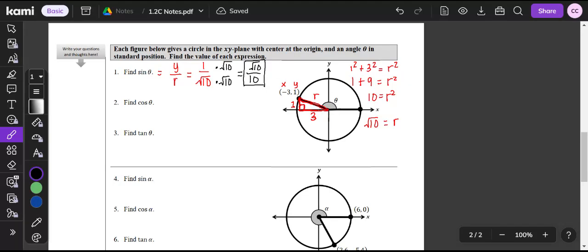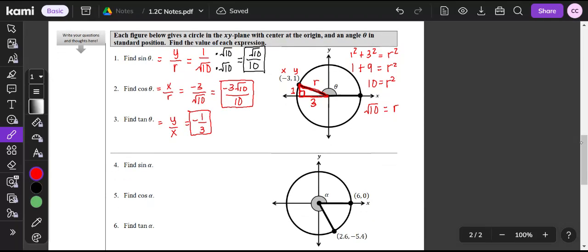Okay, if I were you, I would go ahead and pause the video, see if you can do cosine and tangent, and I will give you the answers to those in 5, 4, 3, 2. Okay, if you look at cosine, it was x over r. The x coordinate is -3, and the radius is √10. So, of course, we don't like the radical in the bottom, so we get it out of there, and we have -3√10 over 10. And then the tangent value is just y over x. That is 1 over -3, so we get -1/3.